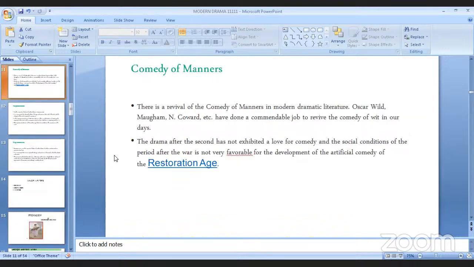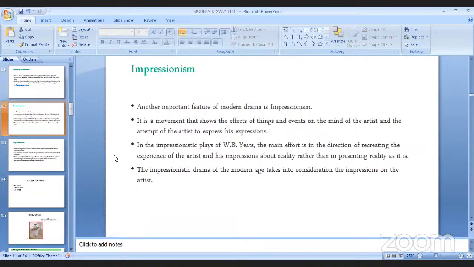The comedy of manners, I think we've already done it in an earlier episode. There is a revival of the comedy of manners in modern dramatic literature. Oscar Wilde, Maugham, and Coward have done a commendable job to revive the comedy of wit in our days. The drama after the Second World War has not exhibited a love for comedy, and the social conditions of the period after the war are not very favorable for the development of the artificial comedy of the Restoration age.